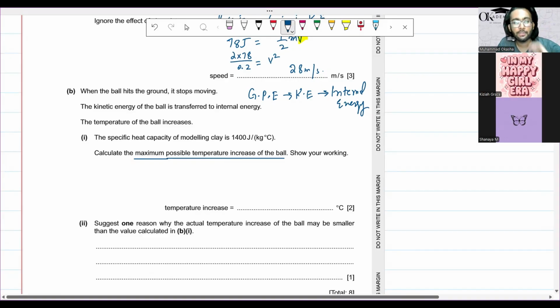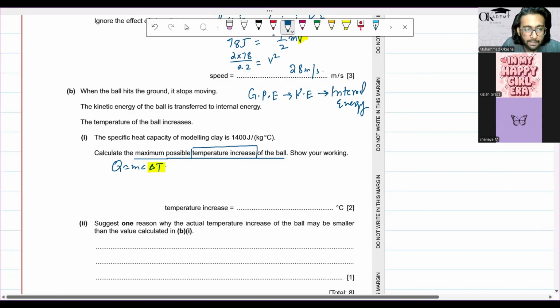So how much was the energy transfer? I think it was altogether 78 joules. And we know Q is equal to mc delta T. We're looking for the temperature increase, which means we're looking for delta T. The rest we know, we can just put in.